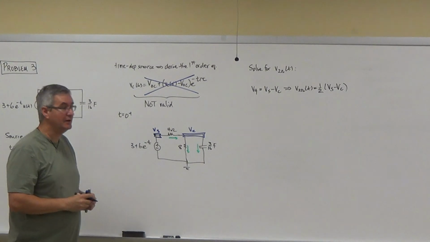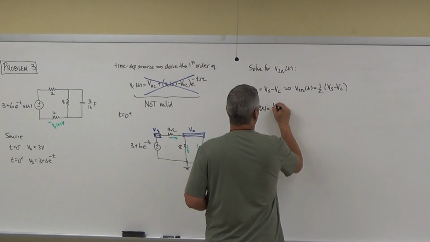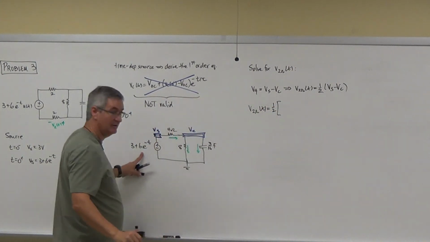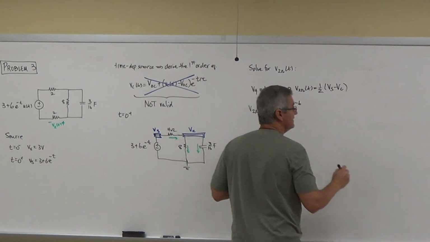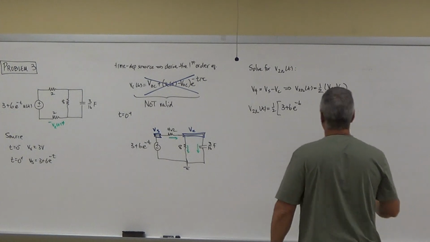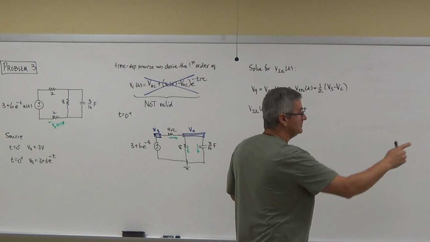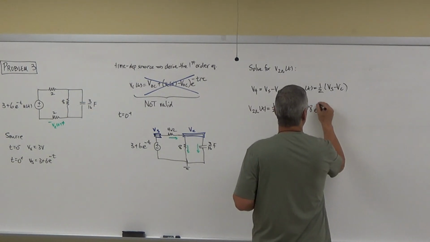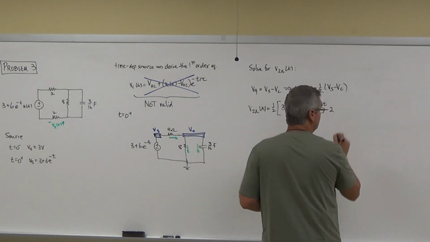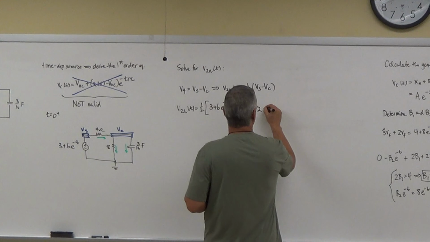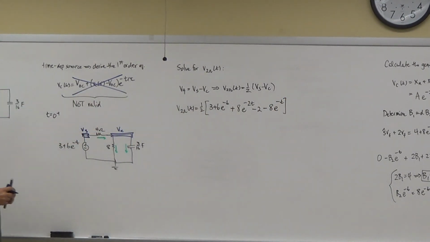So then I just start plugging it in. I'm going to get 1/2. Where's my source? Right here. So I'm going to write 3 plus 6 e to the minus t. And then I get this term that I've got to add. So I have to be careful here. The first term is positive, so I'm going to get 8 e to the minus 2t. And then I've got two negative terms, which will be minus 2 minus 8 e to the minus t. And so that gives me the voltage here.